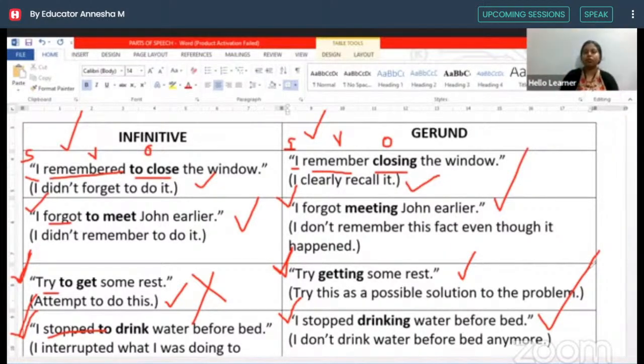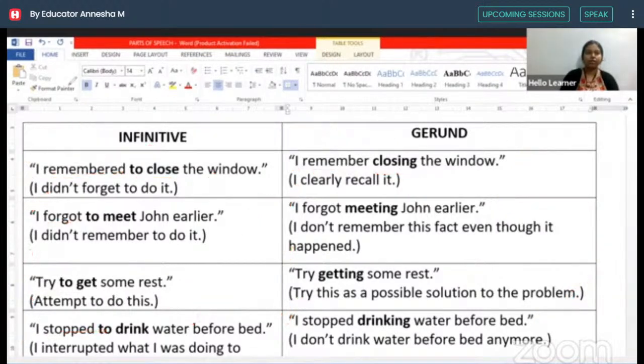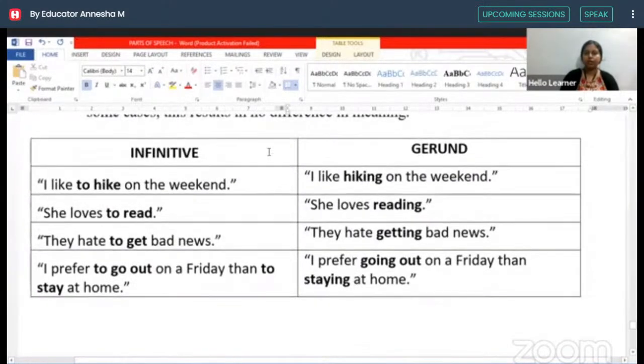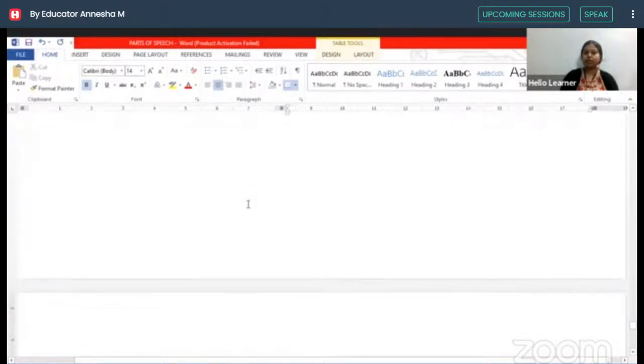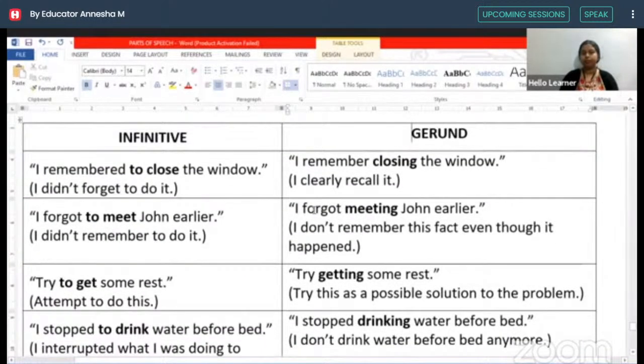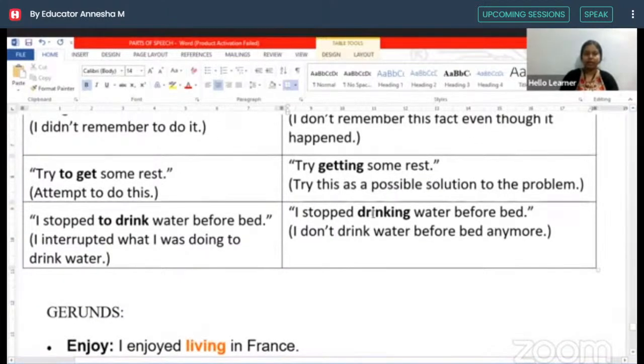Right? Is this rule clear, guys? बताइए. Any questions? Any doubts still here? Yes. How to use these verbs with infinitives and gerunds like, love, hate, and prefer. They are having the same meaning with infinitives and gerunds. And remember, forget, try, and stop. They have different meanings depending on whether we are using infinitives or gerunds. Right? Clear? Any doubts?